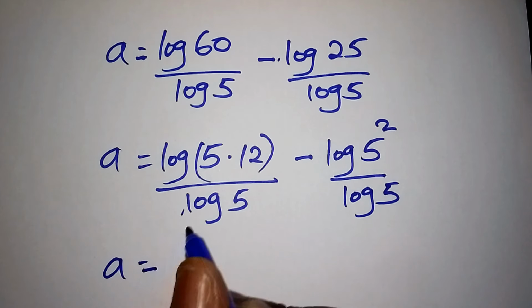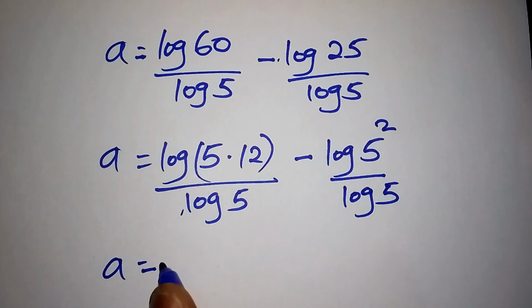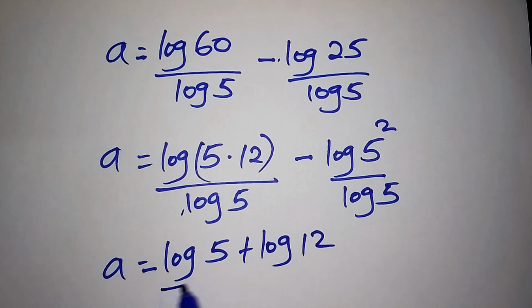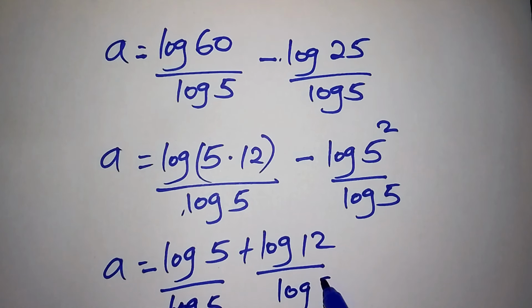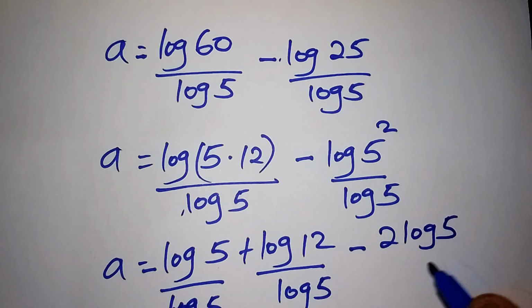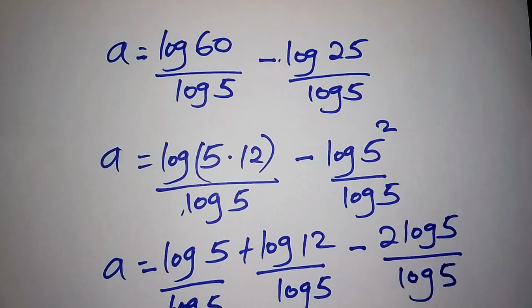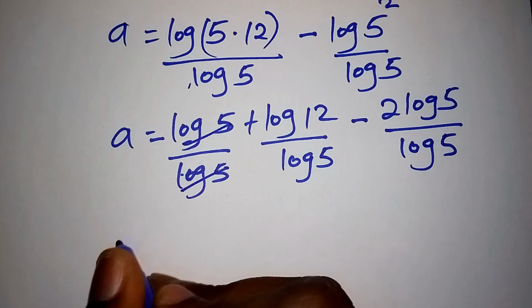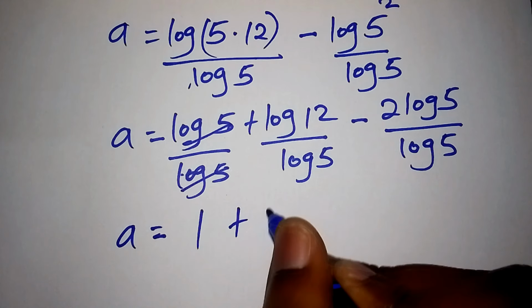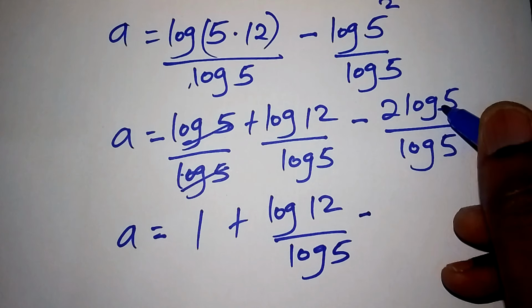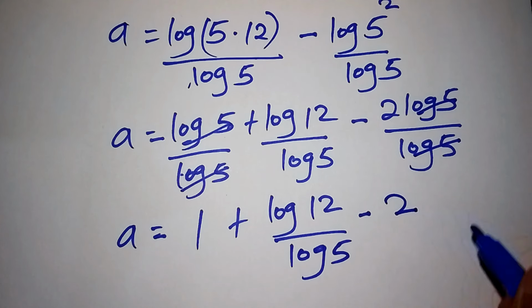Since it's a multiplication, we shall now have it as an addition. So we shall have the log of 5 plus the log of 12, all over the log of 5, then minus the log of 5 to the power of 2, which can be written as 2 times the log of 5, all over the log of 5. Let's now cancel the ones that are similar. Log 5 and log 5 shall cancel, so that our value for a is equal to 1 plus the log of 12 all over the log of 5, then minus 2, since log 5 and log 5 cancel.